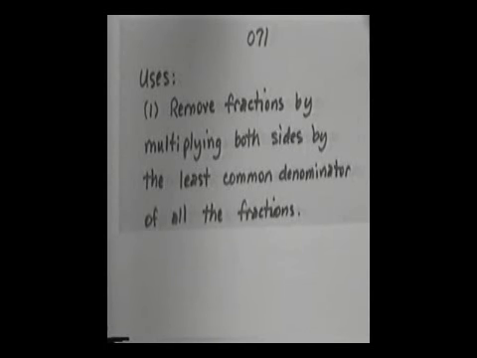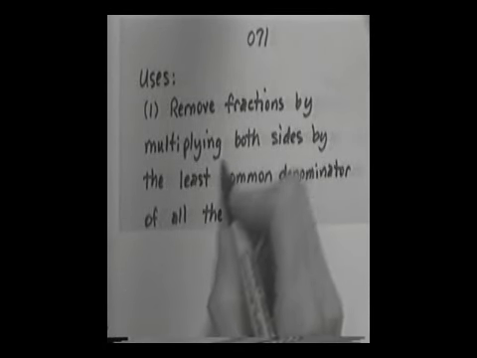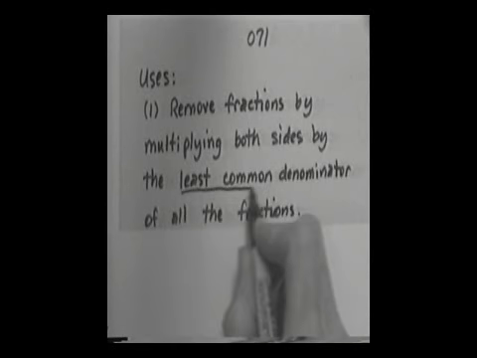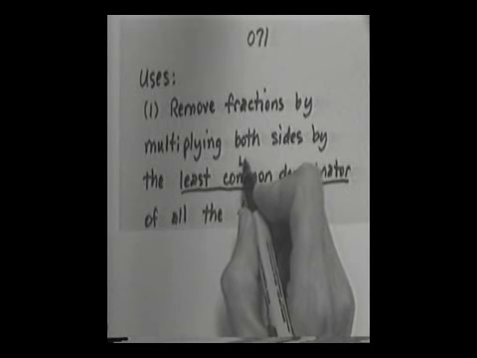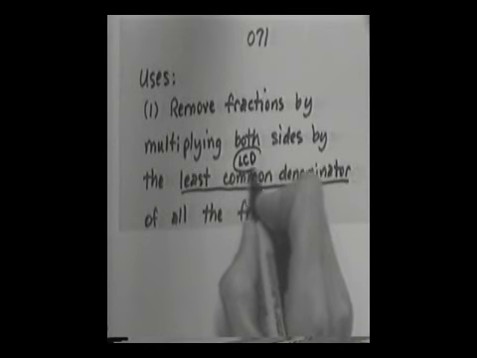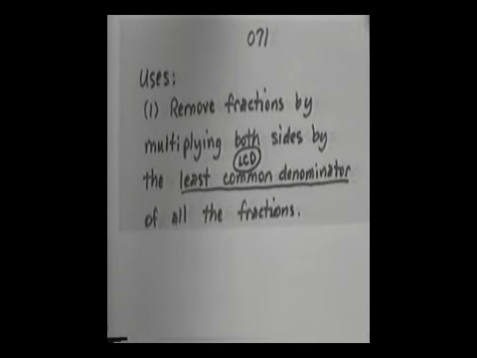An equation may have several fractions in it. We can remove all of the fractions at once by multiplying both sides by the least common denominator. An abbreviation for least common denominator is LCD. As we use least common denominator, I will probably use the abbreviation LCD to save writing. We'll multiply both sides by the least common denominator of all the fractions in the equation.